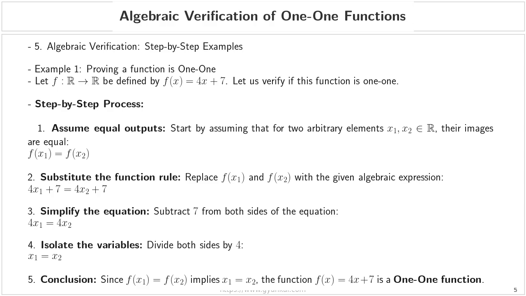Please pay close attention to this logic, as in the next slide, we will examine a case where this result is not achieved, which leads us to what we call a many-one function.